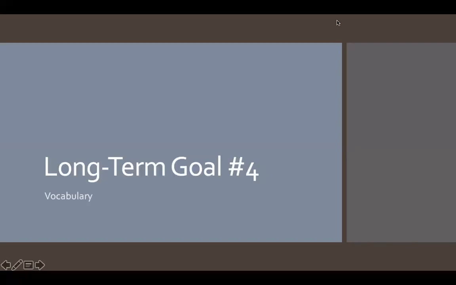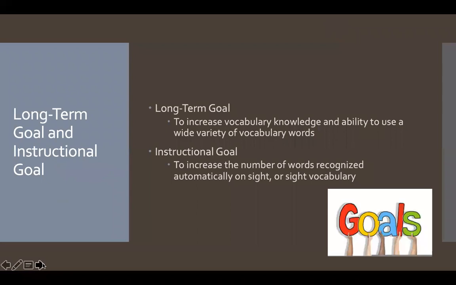All right, so this is my fourth long-term goal assignment, and the focus of this presentation is on vocabulary. The long-term goal that will be addressed by the strategies offered later in this presentation is to increase vocabulary knowledge and ability to use a wide variety of vocabulary words. The instructional goal that goes along with this long-term goal is to increase the number of words recognized automatically on sight, or the student's sight vocabulary.